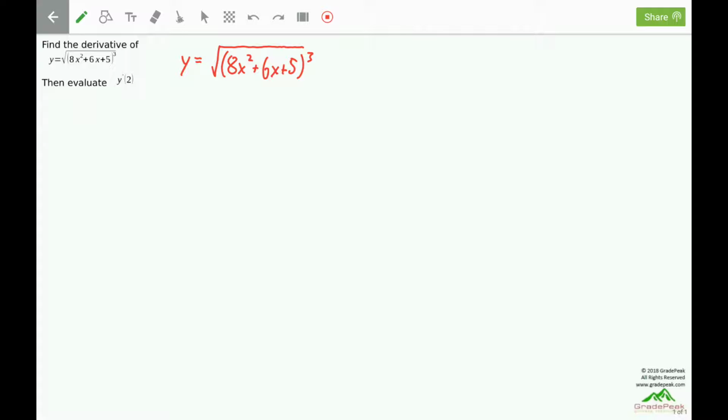The first thing we need to do, because of the root, is to rewrite this with a fractional exponent. It is the expression 8x squared plus 6x plus 5 raised to the power of 3 and then second or square root, so 3/2 power. The derivative will therefore involve the power rule, since the power is the outermost function, but because what's raised to the power is an expression, we will also have to make use of the chain rule.